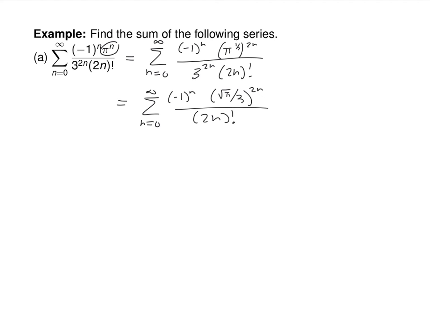That is the Maclaurin series for cosine with root pi over 3 plugged in. And though you're not going crazy, that's not something that you can evaluate nicely without a calculator, so the answer is just cosine of root pi over 3. Had that exponent said 2n, then we would have just had cosine of pi thirds.